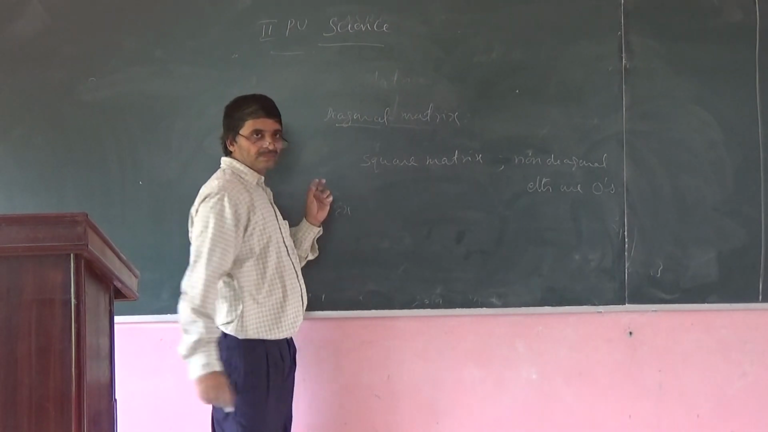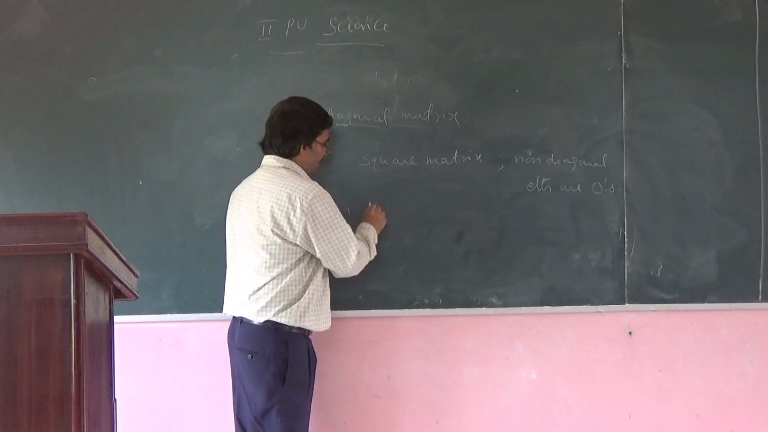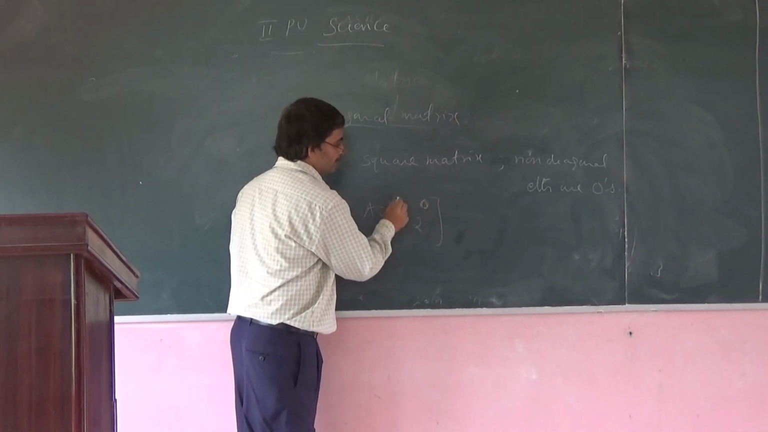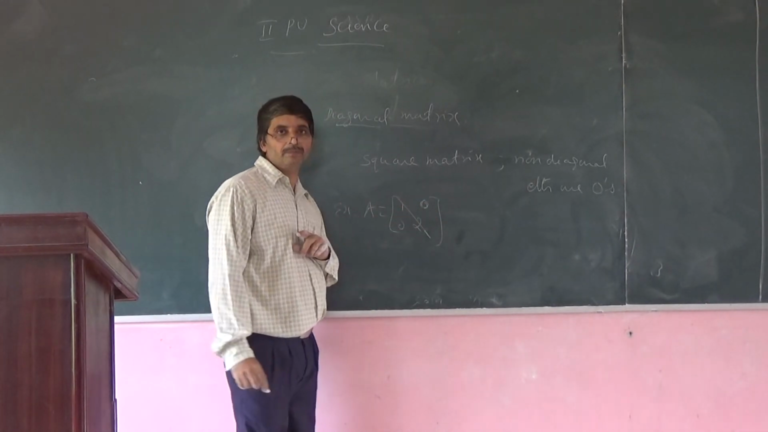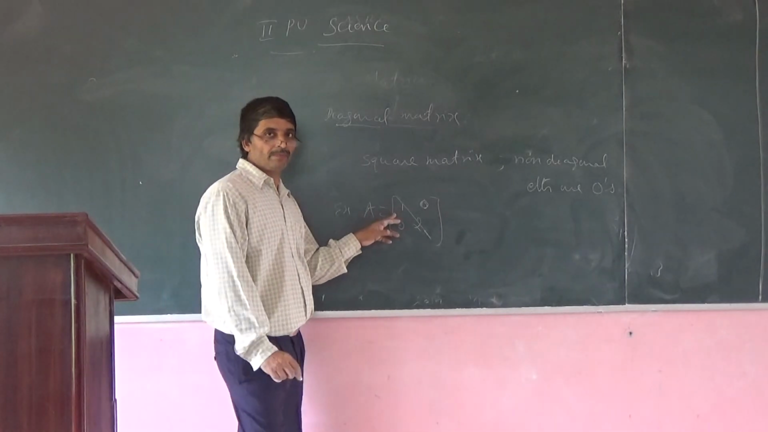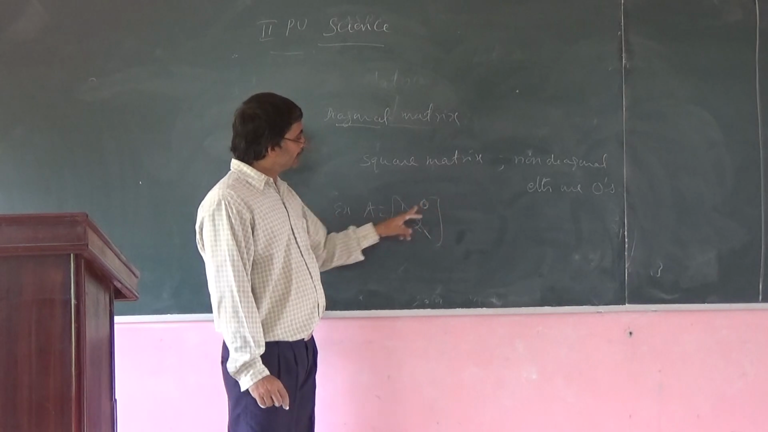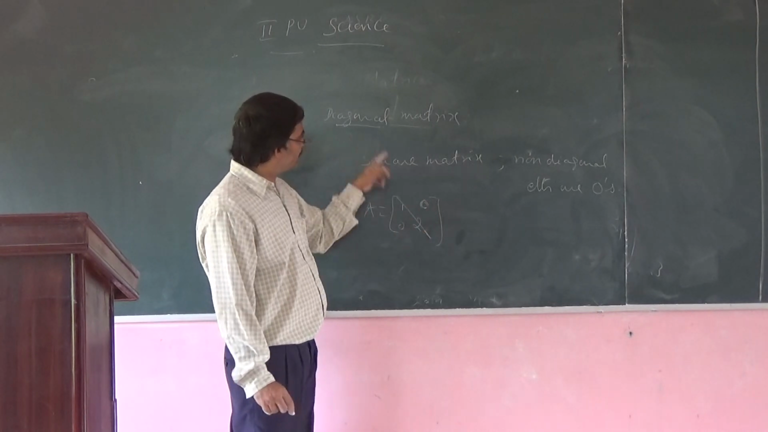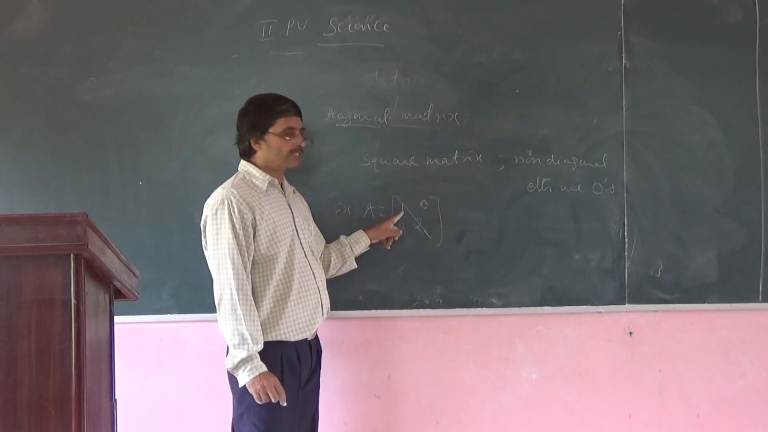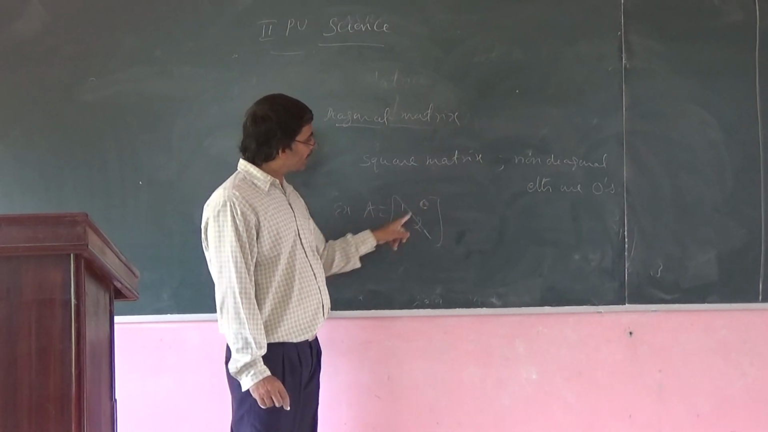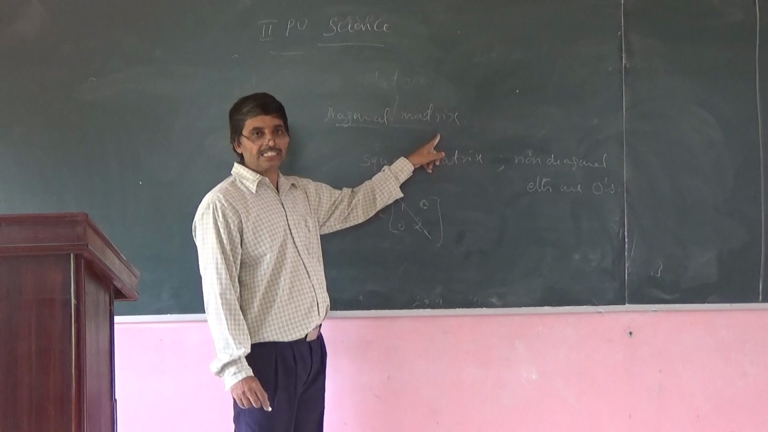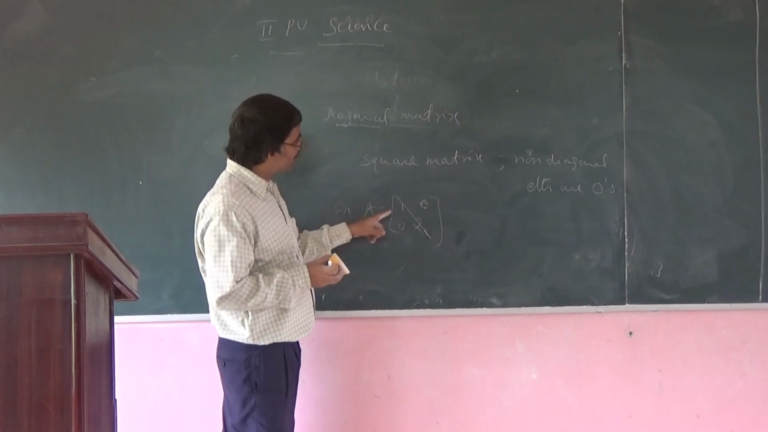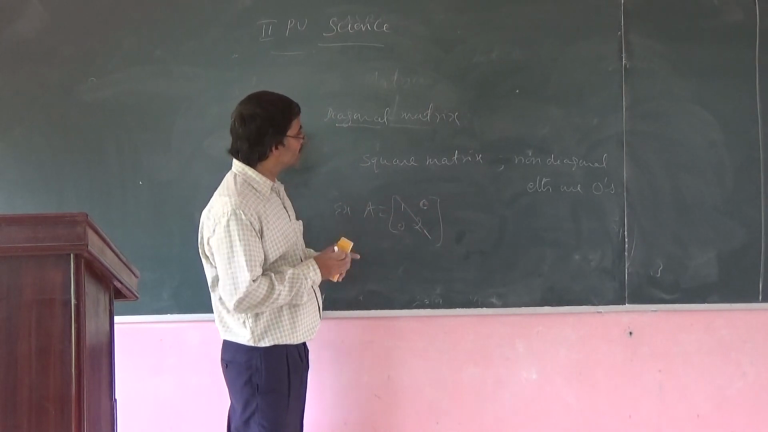Example. A equal to 1, 2, 0, 0. Here 1 and 2 are diagonal elements. They may or may not be zeros. Whereas these non-diagonal elements are zeros. These may be zeros also, but the important point is that the non-diagonal elements should be zero for a diagonal matrix. So for a diagonal matrix, just remember the non-diagonal elements are zeros.